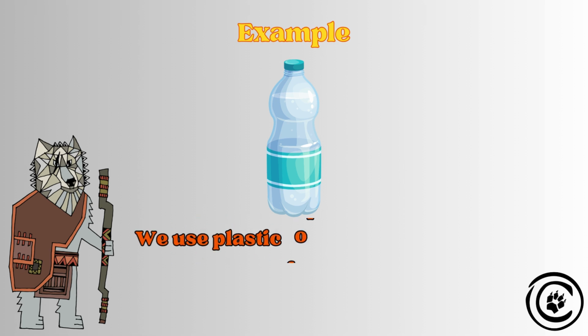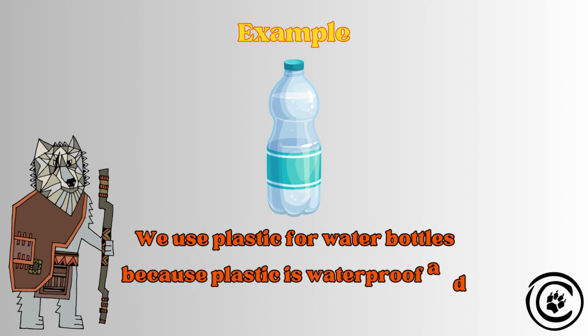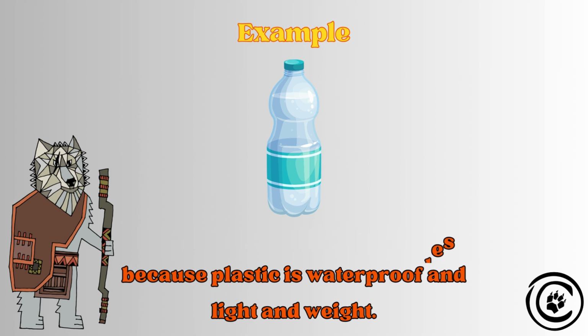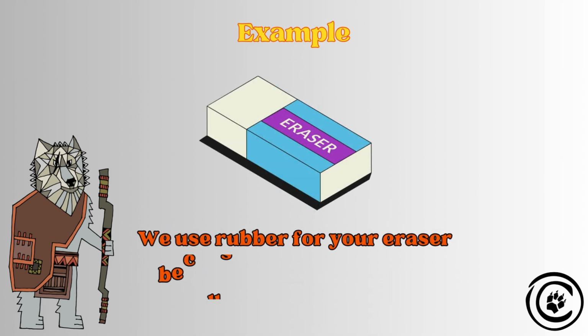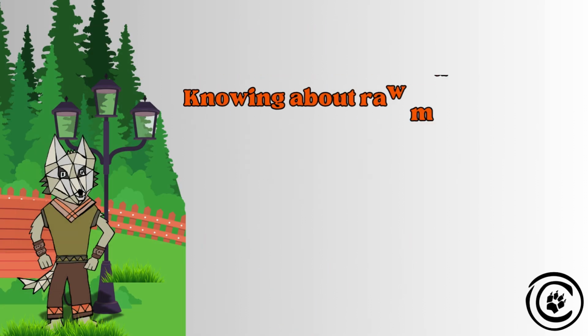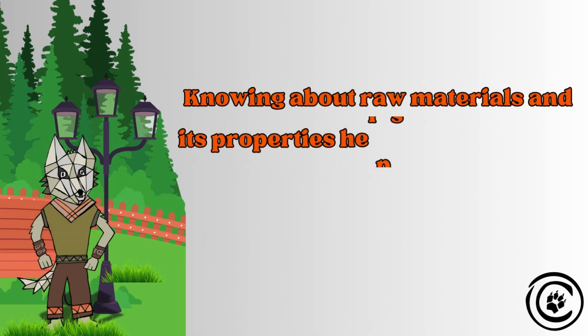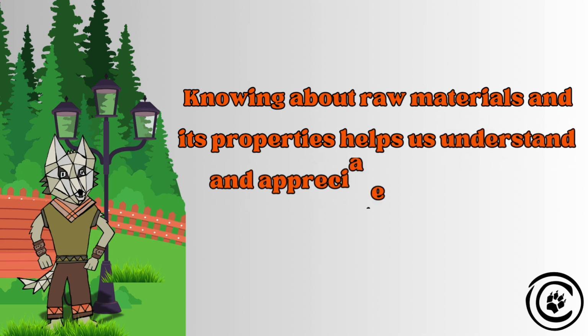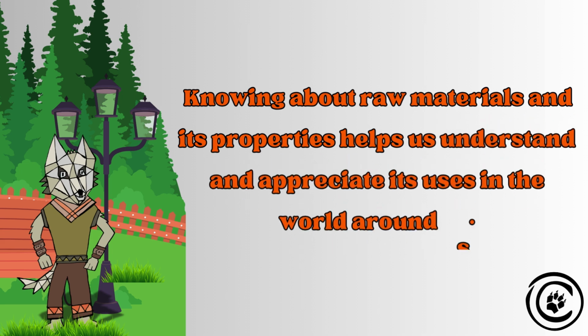We use plastic for water bottles because plastic is waterproof and light in weight. We use rubber for erasers because rubber is soft and flexible. Knowing about raw materials and their properties helps us understand and appreciate their uses in the world around us.